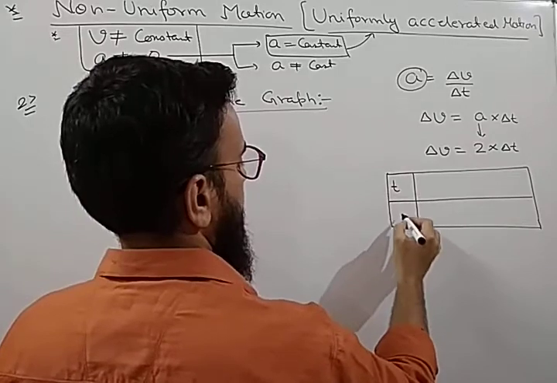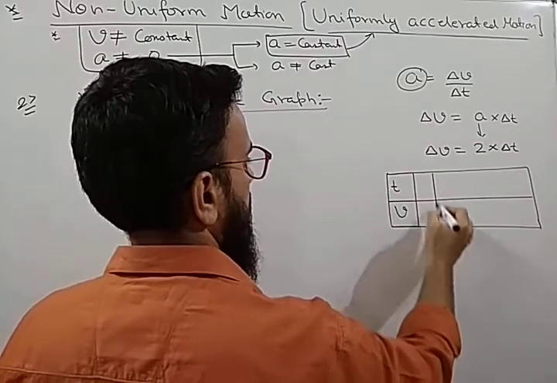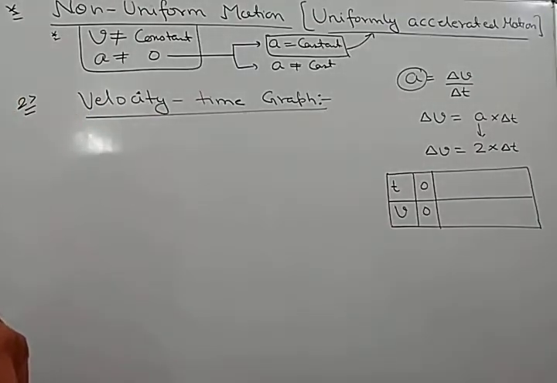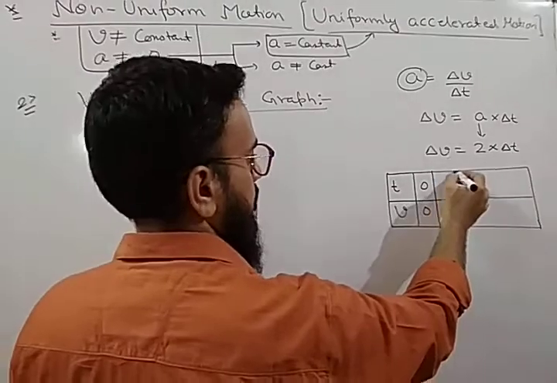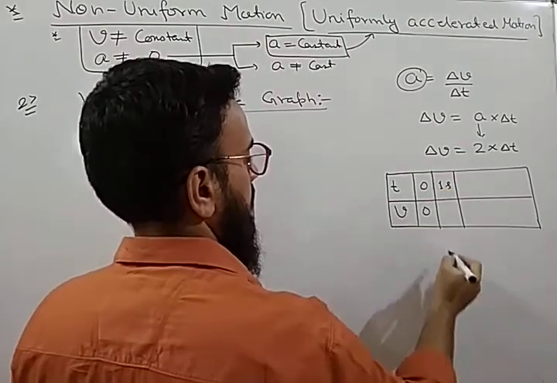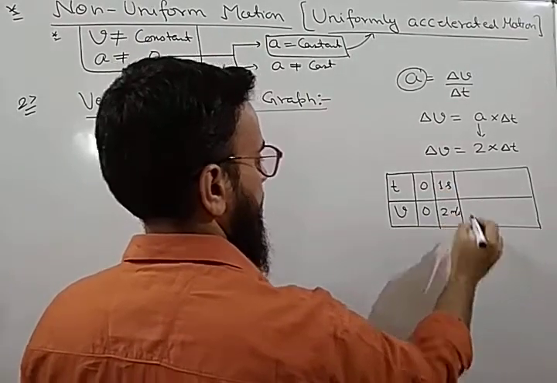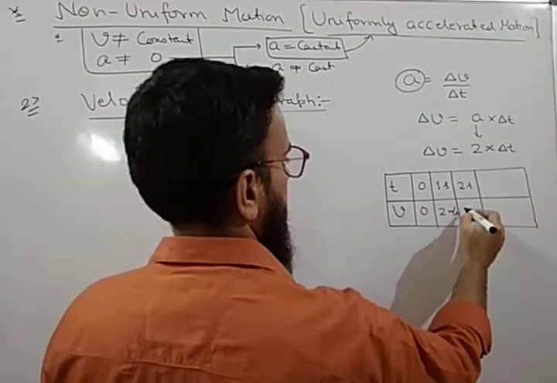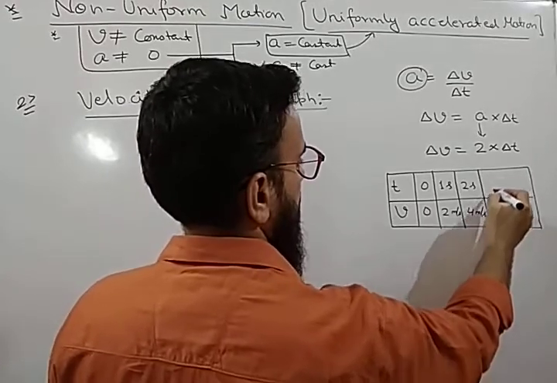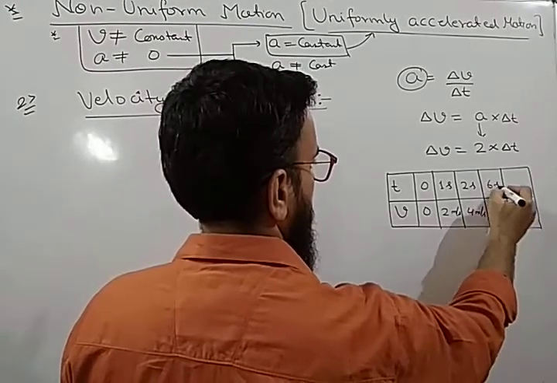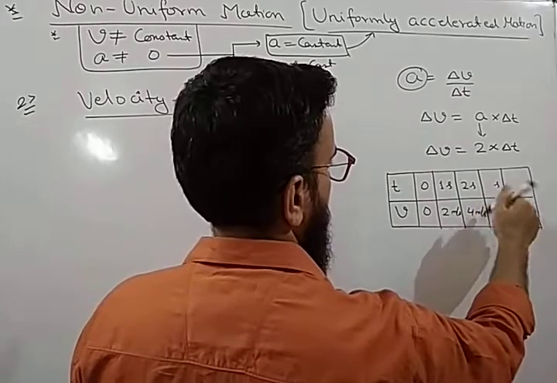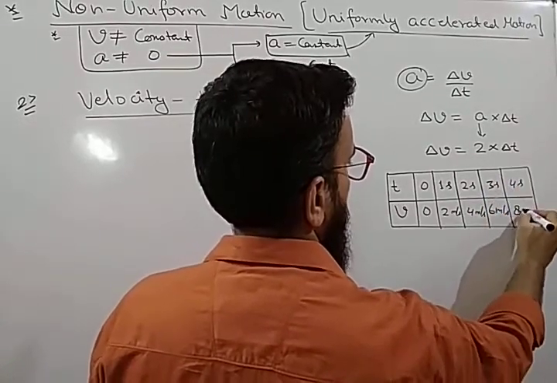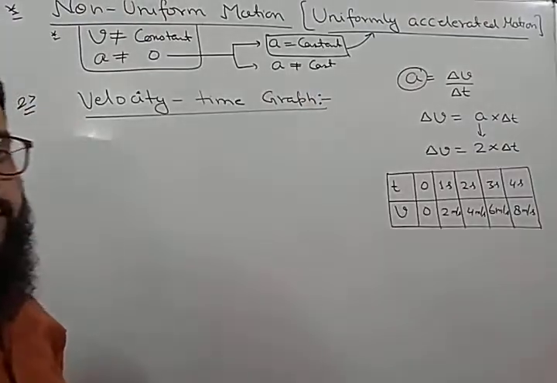Suppose a body starts at t equal to 0 with 0 velocity. Okay, at t is equal to 0, the velocity was 0. Suppose after 1 second, its velocity is 2 meter per second. Then after 2 seconds, its velocity is 4 meter per second. Then after 3 seconds, its velocity is 6 meter per second, and after 4 seconds, its velocity is 8 meter per second.